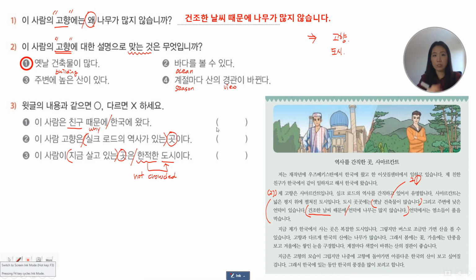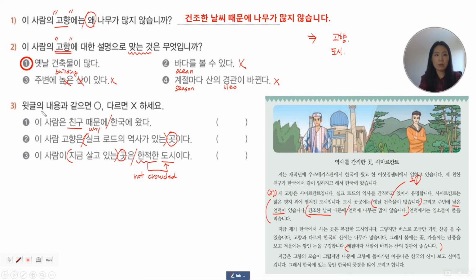We're going to continue. Number 2. 바다를 볼 수 있다. So in second paragraph, the ocean is not mentioned. So it's not correct. 주변에 높은 산이 있다. 주변에 high mountain. It was 낮은 언덕. Low hill. 자, 계절마다 산의 경관이 바뀐다. Every season, the view of the mountain changes it. It was the explanation about Korea.